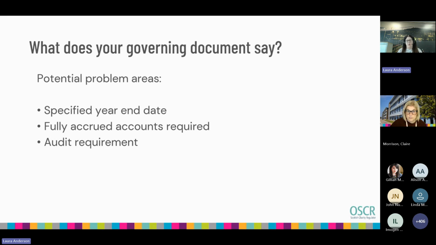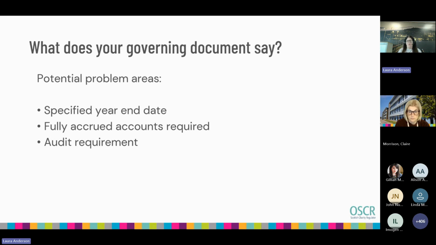Sometimes a governing document will require fully accrued accounts to be prepared, where otherwise the income level of the charity would allow it to prepare receipts and payments accounts. What that means is fully accrued accounts have to be prepared because that's what the governing document requires. Some older governing documents that we sometimes see will refer to the charity having a balance sheet or a profit and loss account as part of its accounts. And both of those terms mean that fully accrued accounts have to be prepared by the charity.